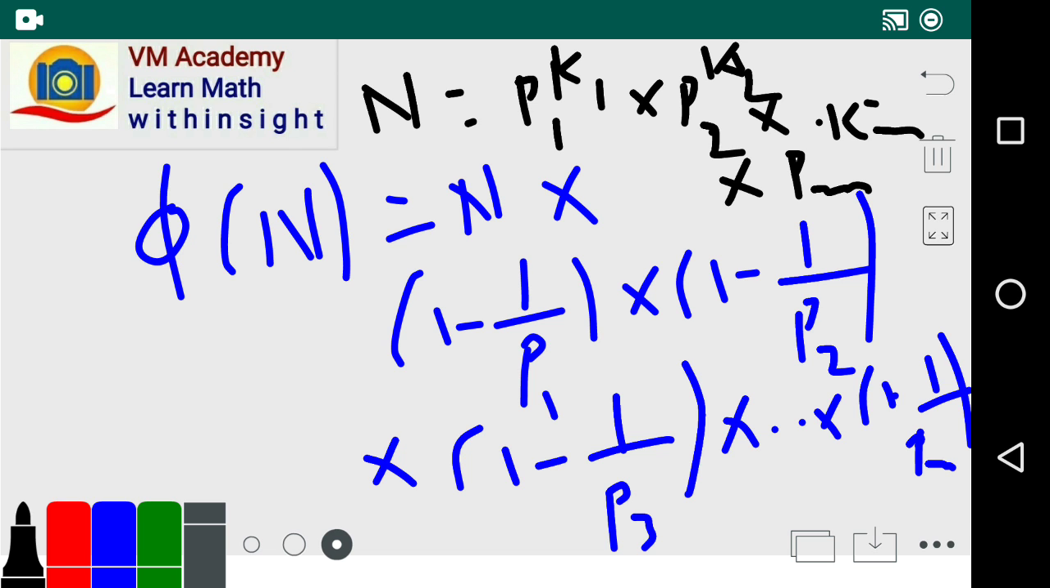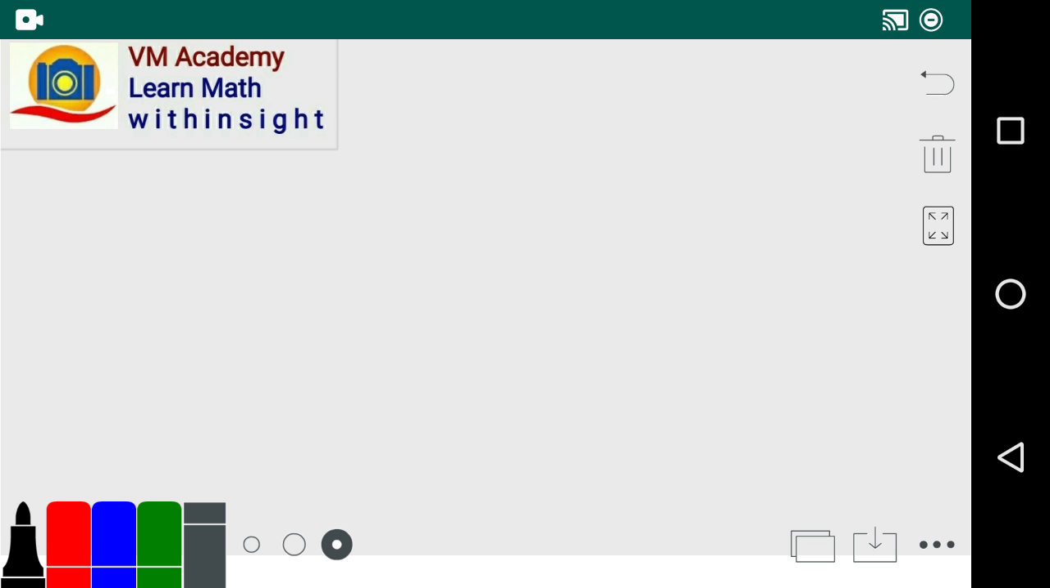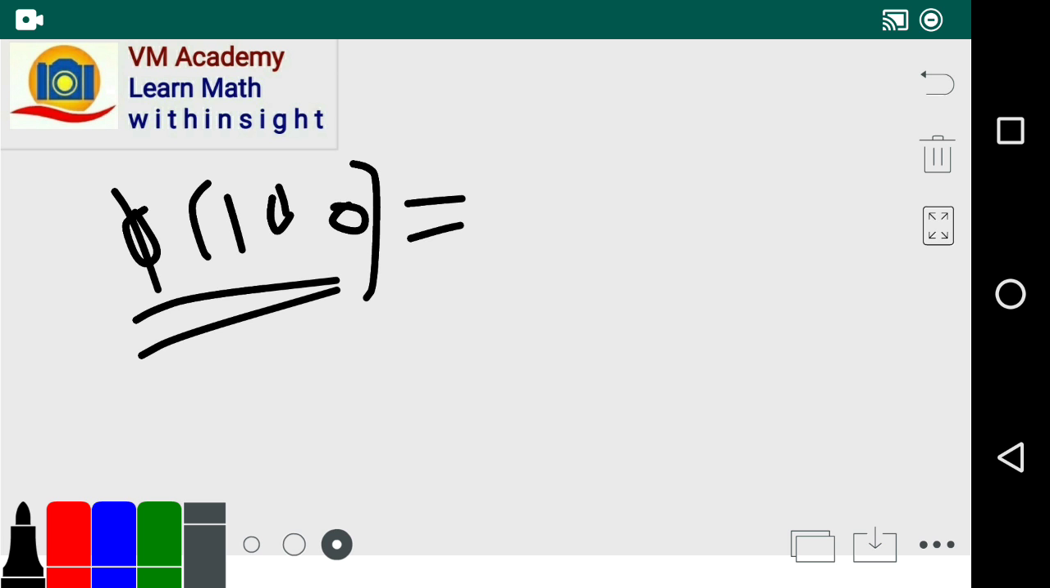In this manner, this is the derivation of Euler's phi function for any number. Let us calculate and let us see some application of it. Now, what is the phi of 100, friends? What is the phi of 100?